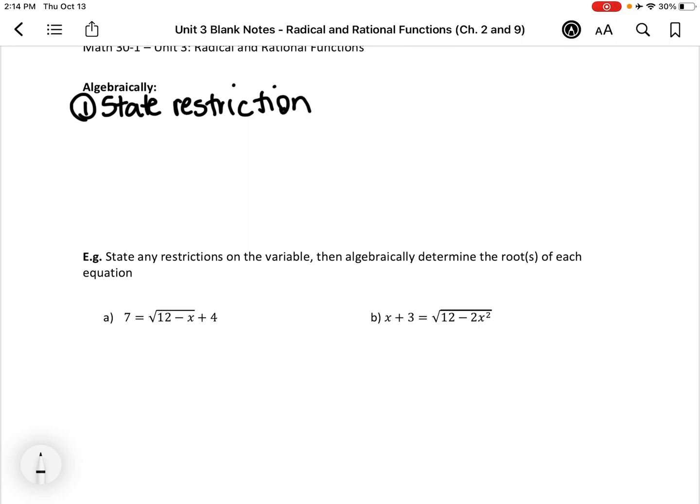So for example, if there's a square root of x in there, then x would have to be greater than or equal to 0, because you want that radicand piece to be positive or 0.